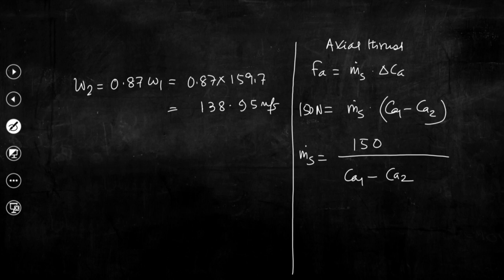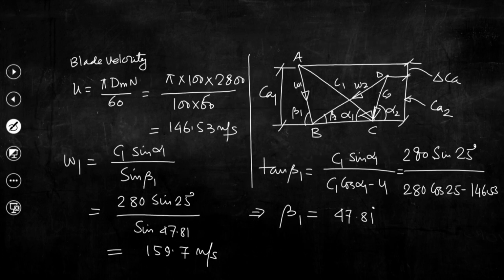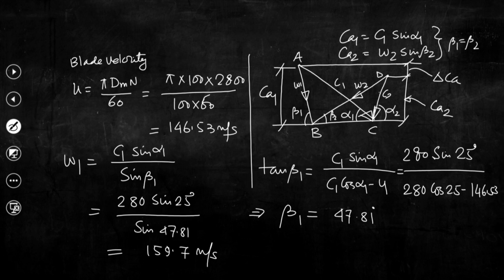Now if we go back to this geometry, we can see CA1 equal to C1 sin alpha 1, and what about CA2? CA2 equal to W2 sin beta 2, right? It is given beta 1 equal to beta 2, right. So, C1 is already given, alpha 1 is given, we can calculate CA1. What was not given directly is W2, but we could calculate W2, and beta 2 is equal to beta 1, right.